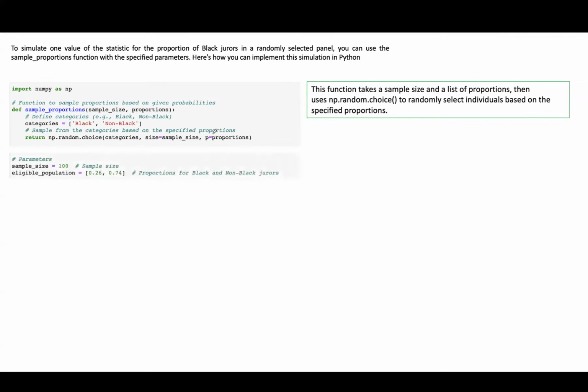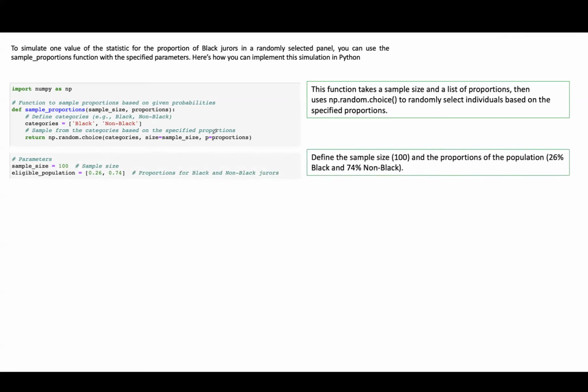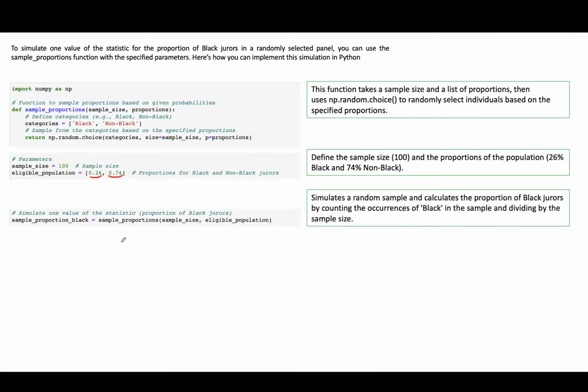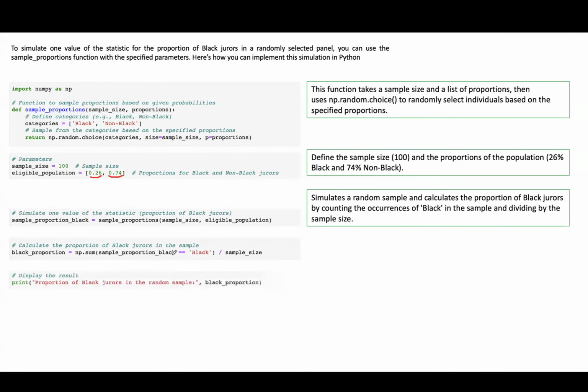We're going to take a sample of size 100. The proportion for Black and non-Black based on the information given to us is 26% and 74%. Now, simulate one value of the statistic, which is the proportion of Black jurors. We're basically using our function to do that, and then calculate the proportion of Black jurors in the sample. So np.sum, pass in sample_proportion_Black and compare it with Black, and then divide it by the sample size to get the proportion.